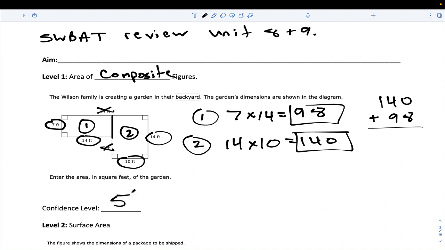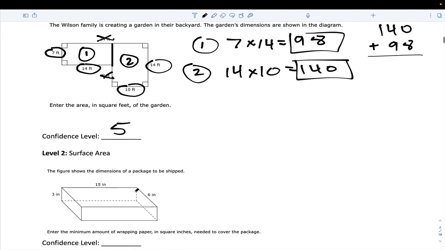Rate yourself and show me at your chest where you're at. 1, 2, 3, or 4, go. Cool, cool, cool, cool. Hands down. Actually, thanks for being honest. Jersey, you're good? Okay. Level 2.